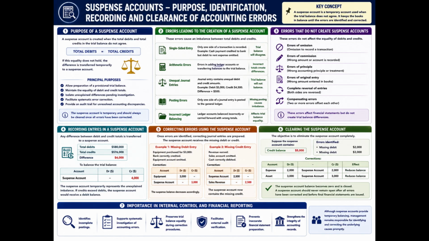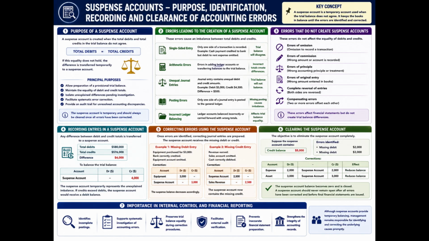Posting errors. Only one side of a journal entry may be posted to the general ledger. The missing posting creates a trial balance imbalance requiring investigation. Incorrect ledger balancing. Ledger accounts may be balanced incorrectly or carried forward with incorrect totals. These errors affect trial balance equality. 3. Errors that do not create suspense accounts.